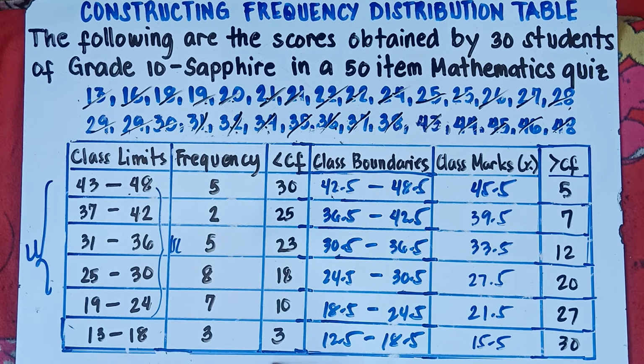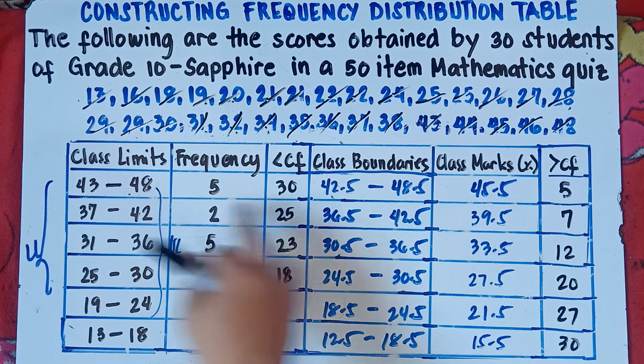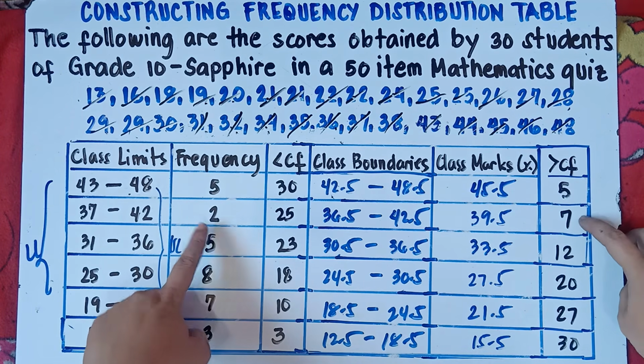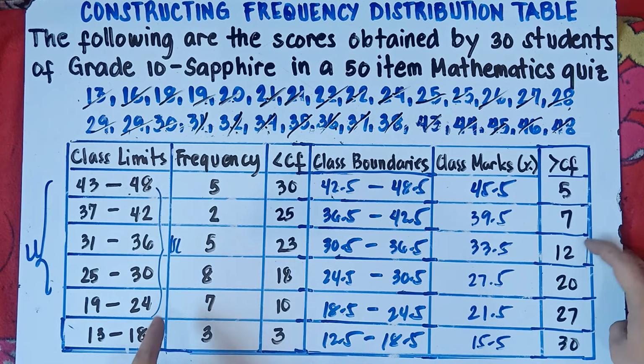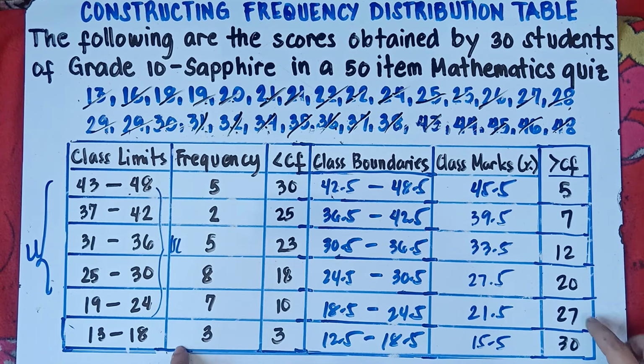Alright, so check the difference, class, for the answer. Very different. So always check, always be careful. If it's less than cumulative frequency, you start at the lowest score. If it's greater than cumulative frequency, you start at the highest score, then simply copy the frequency. Then you add diagonal. 5 plus 2, 7. 7 plus 5 is 12. 12 plus 8, that's 20. 20 plus 7 is 27. 27 plus 3, that's 30. That's it, class. That's the difference between less than cumulative frequency and greater than cumulative frequency.